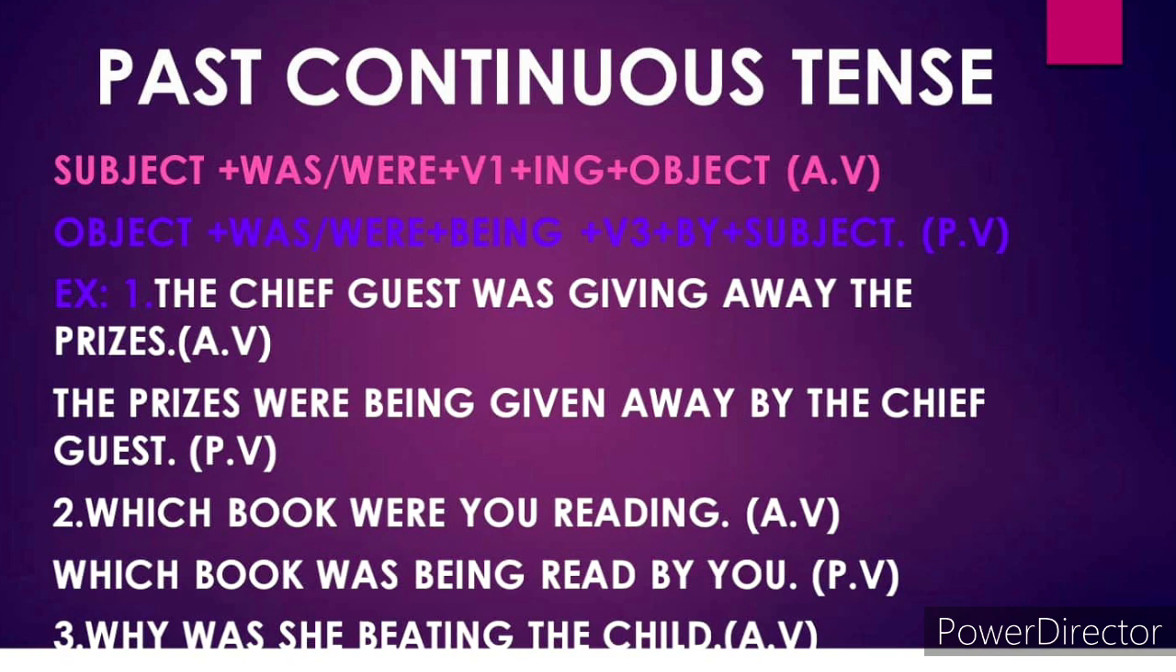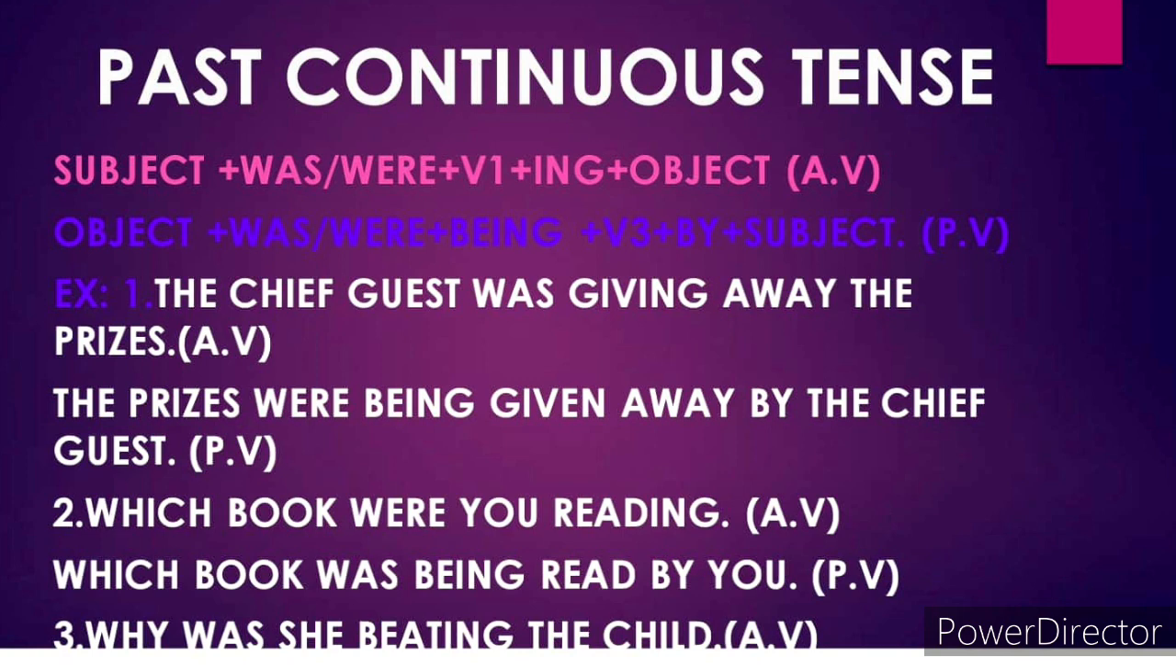For example, the chief guest was giving away the prizes. It's an active voice structure. Here, the chief guest is the subject, was giving is the v1 plus ing form, and away the prizes is the object. The prizes were being given away by the chief guest. It's a passive voice. Here we change the verb to follow the rules. Then we change it from active voice into passive voice. The prizes were being given away by the chief guest.